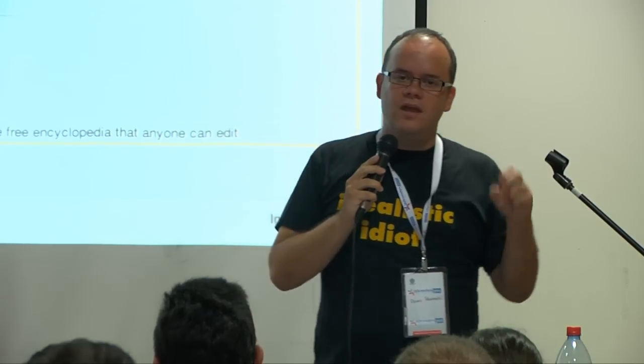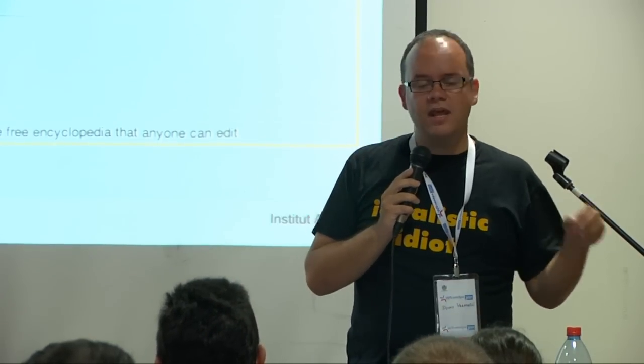So one of the ideas in Wikidata is that we don't define truth. We don't say the population of Jerusalem is 1.5 million, but we only say, according to this source, the population of Jerusalem is 1.5 million. According to that source, the population of Jerusalem is something like this.